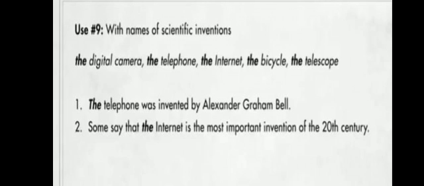Again, come on to the use number 9, that is with names of some specific scientific inventions. So whatever I have told you about it, that with the scientific gadgets you are going to make use of the word the. The digital camera, the telephone, the internet, the bicycle and the telescope. So you can see in the very first example, the telephone was invented by Alexander Graham Bell. Some say that the internet is the most important invention of the 20th century.